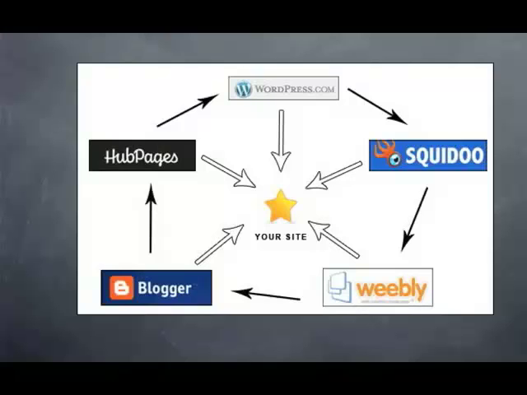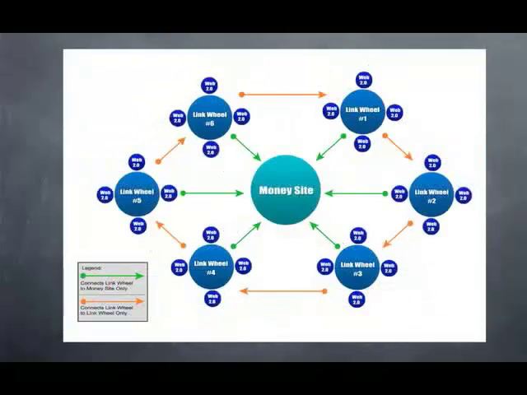Now, I'll just show you a couple of other examples of link wheels as well. This is another version of a link wheel where it's basically 6 wheels, and they're all linking back to the main site, and each one of those has 4 different Web 2.0 properties. They're basically the same structure: linking to each other, then linking back to that individual wheel, and then all of those are linking back to your money site.